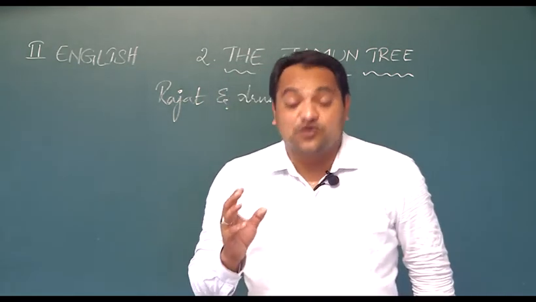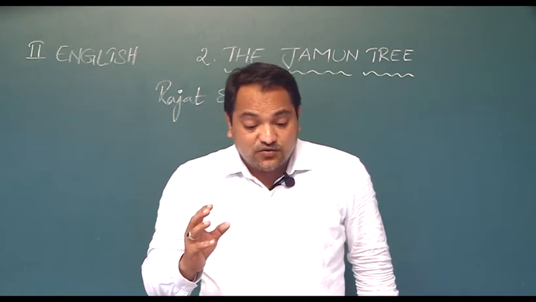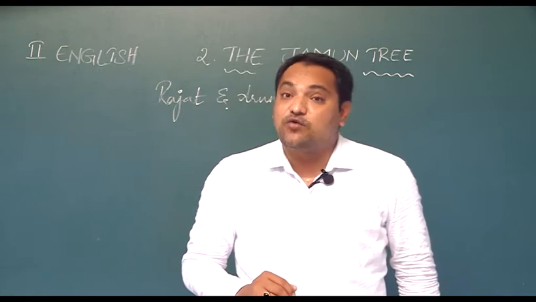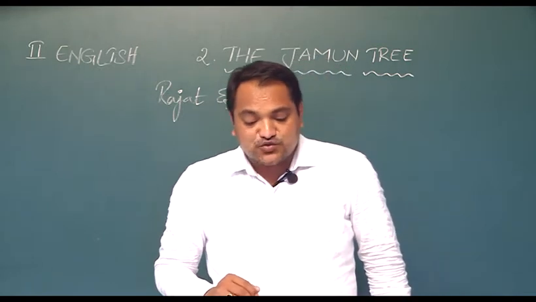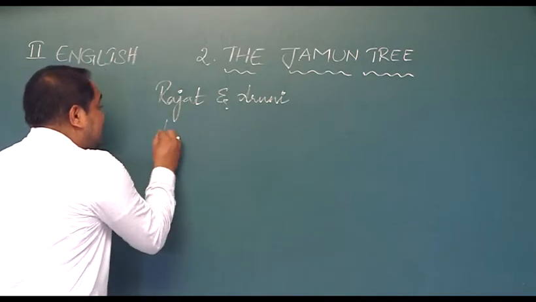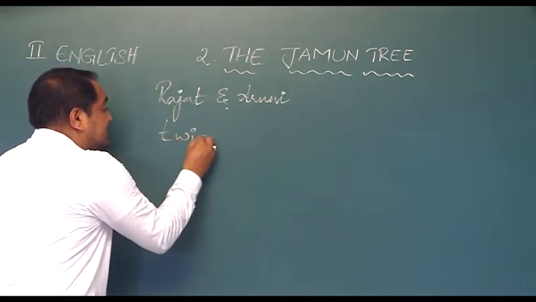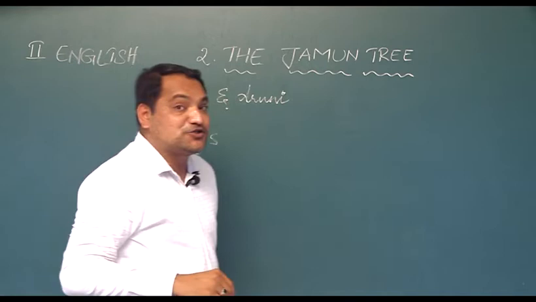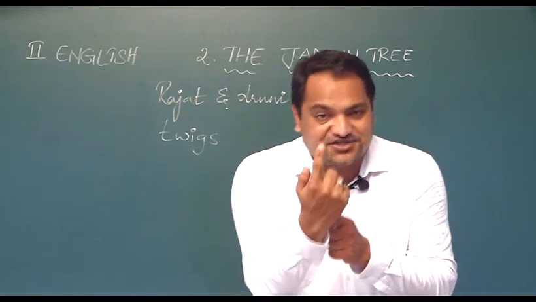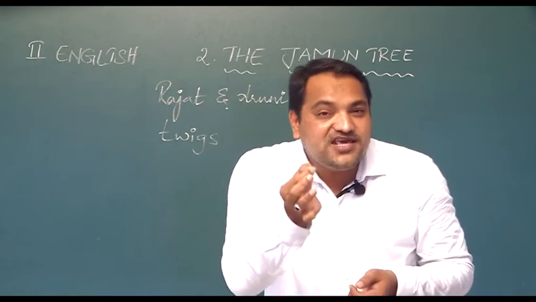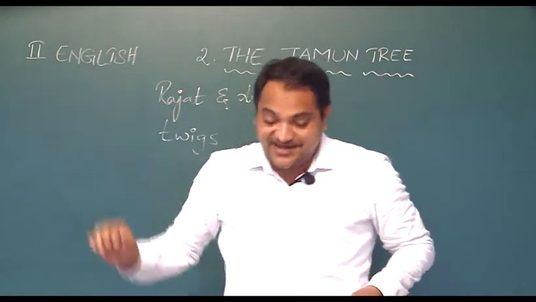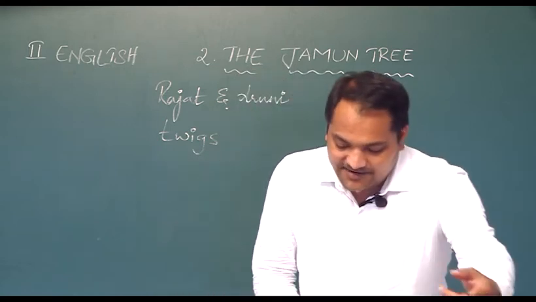The tree was the home of many birds. Rajat and Aruni liked watching birds bringing twigs to build their nests. Now, what is the meaning of twigs? We have come across a new word here, twigs. Twigs are the small branches, small, weak, feeble. So, squirrels will be running here and there, right?